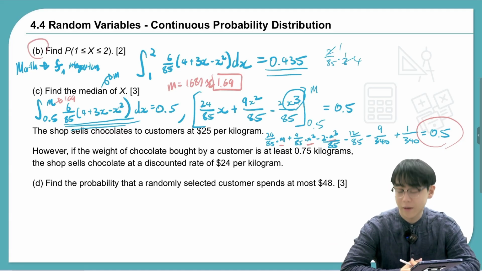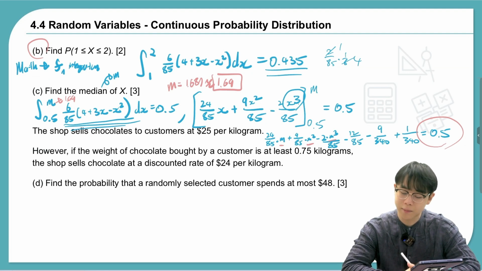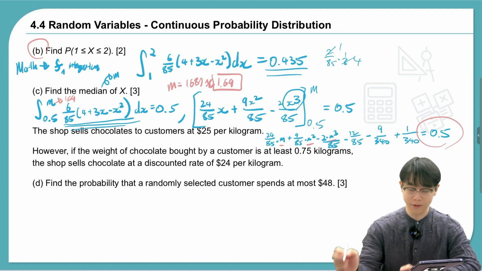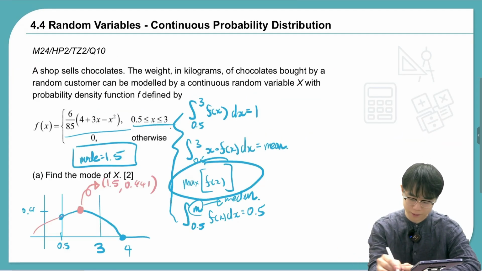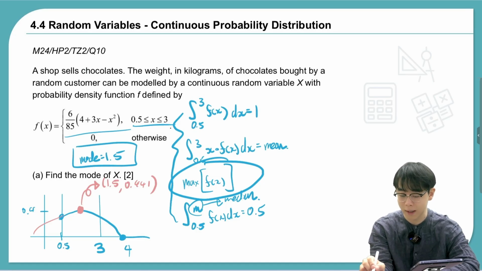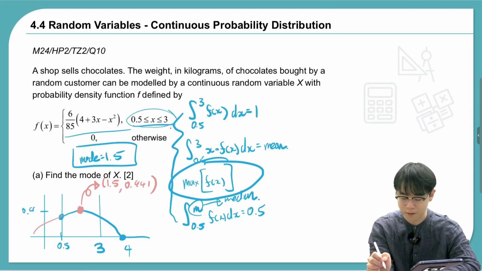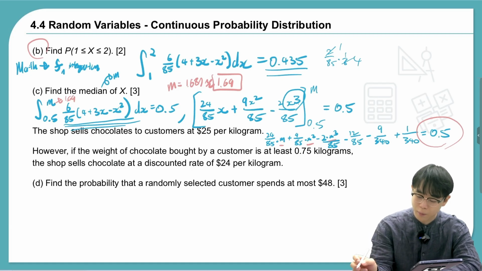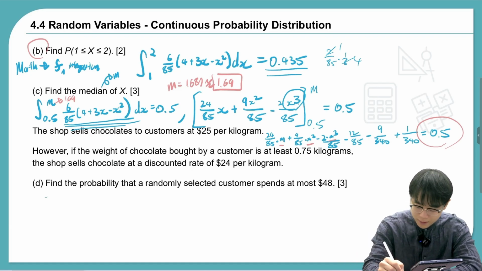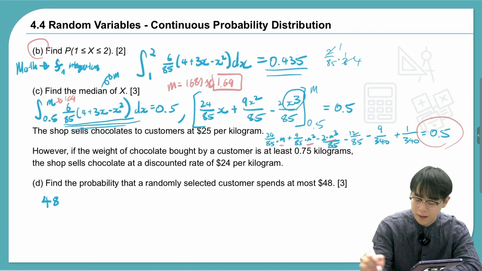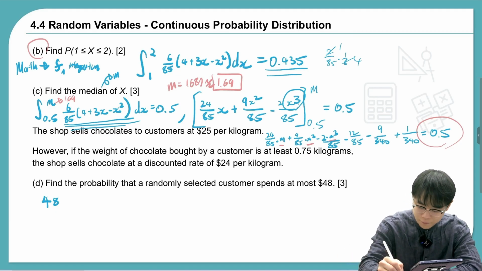Okay. All right, so now let's move on to part D, the probability that a randomly selected customer spends at most $48. So if you go back to our original premise of the problem, x is the variable that represents the weight of chocolate bought, and we have the probability of x being values between 0.5 and 3. So what we want is, we want to say at most $48 is going to be spent. And so we would have to look at the first case.